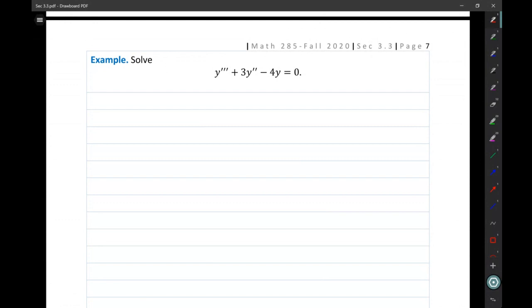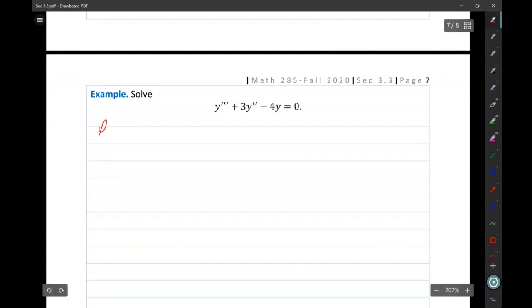I have y triple prime plus y double prime minus 4y equal 0. Now the auxiliary equation is m to the power 3 plus 3m square minus 4 is equal 0. Now how can we solve this one? How can you solve the third order differential equation?